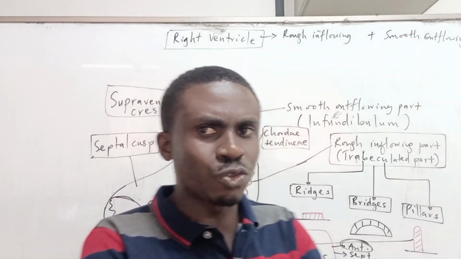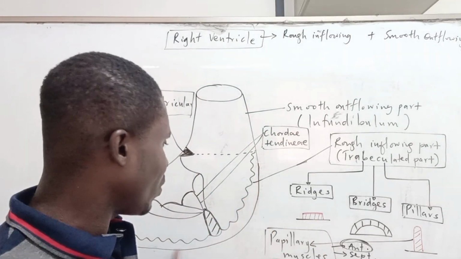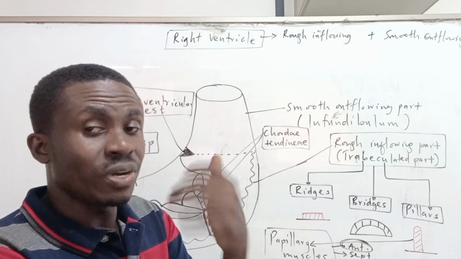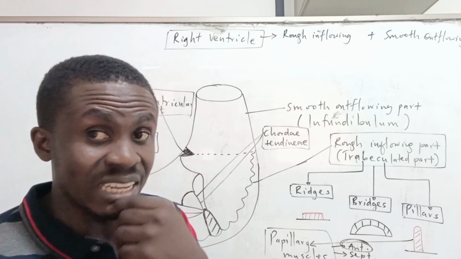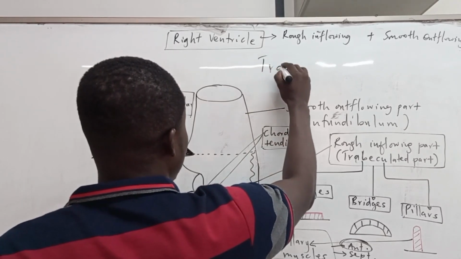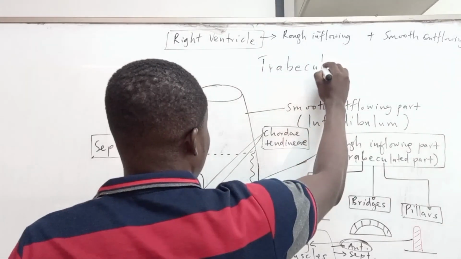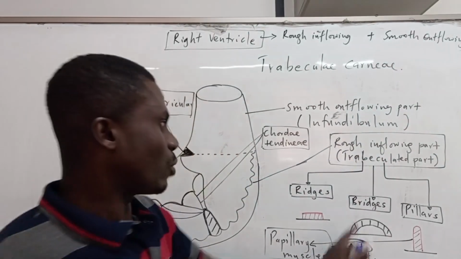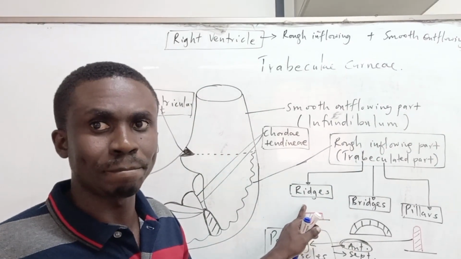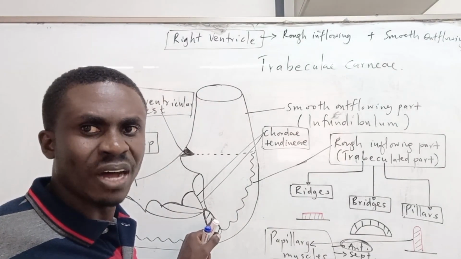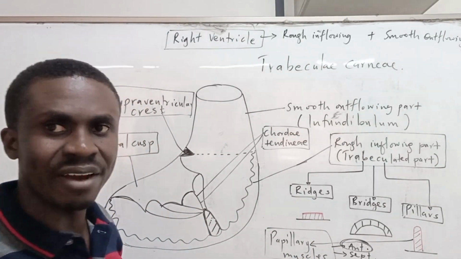Now there's one more thing. So we've seen the ridges, and the papillary muscles we've talked about. That's largely what we call the trabeculae carneae. The name is trabeculae carneae, and those are the normal ridges we find. And then the pillars, for example, that's the one we are talking about. That is your papillary muscles.